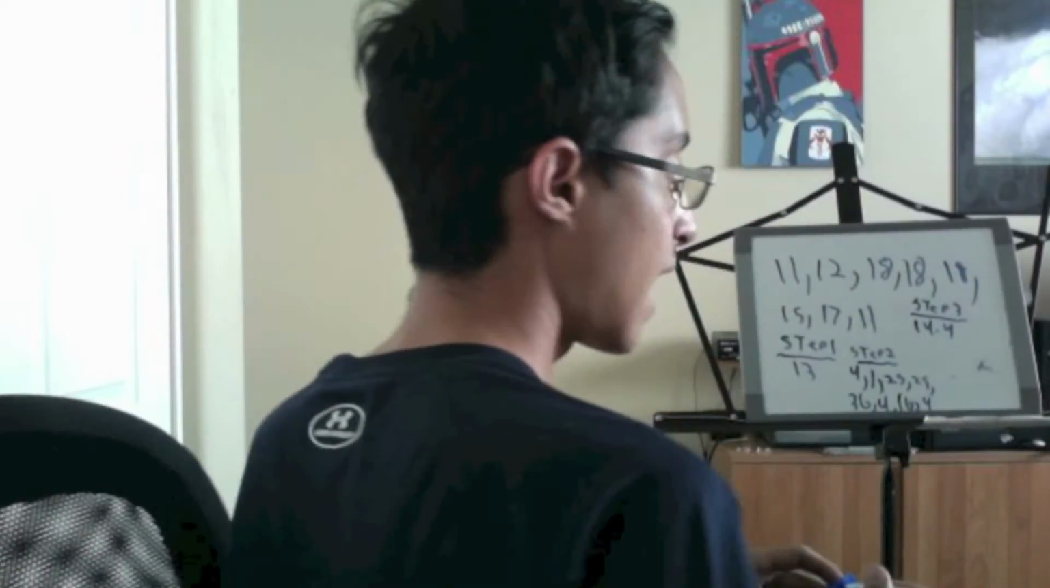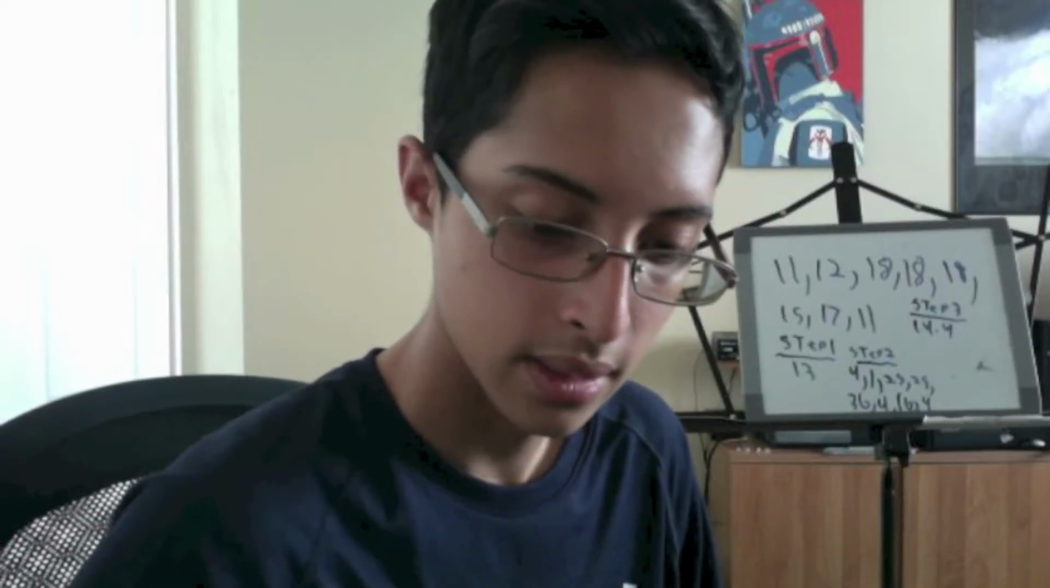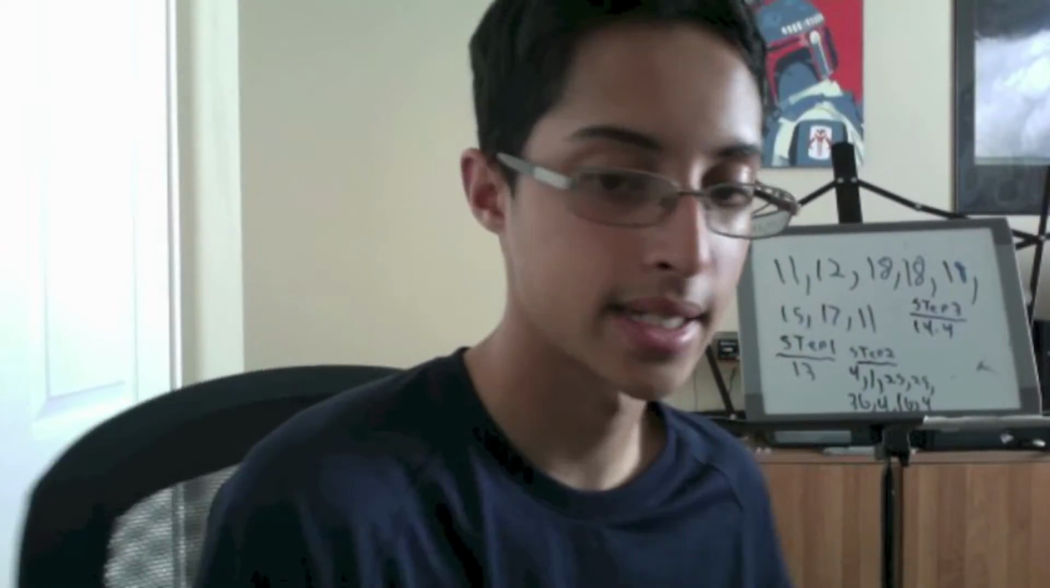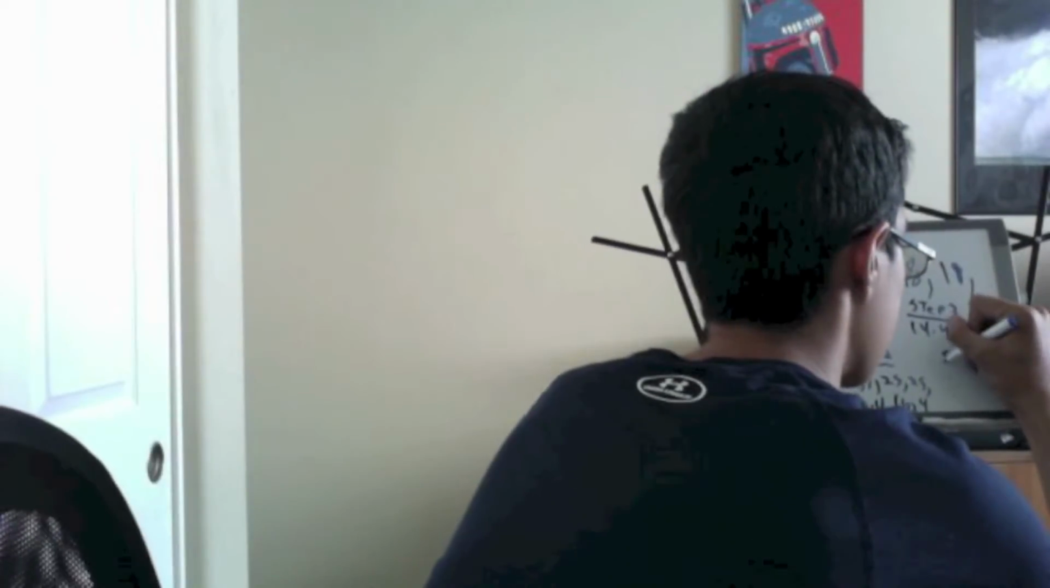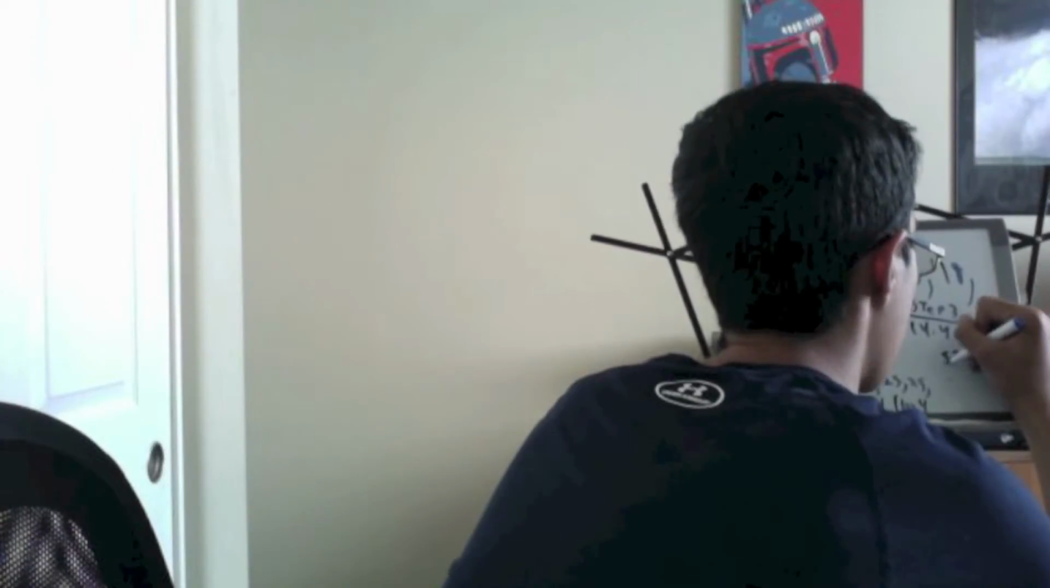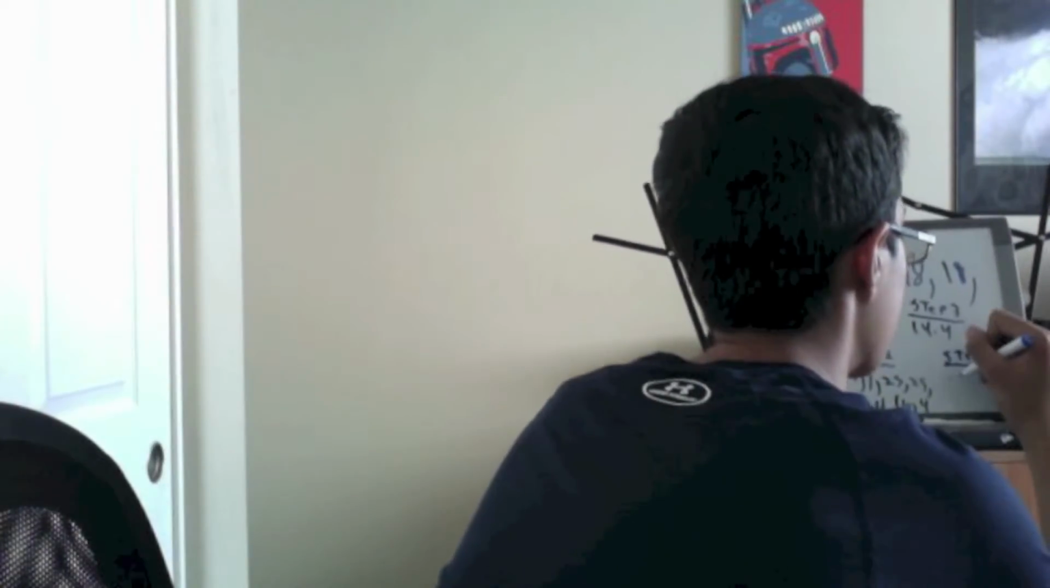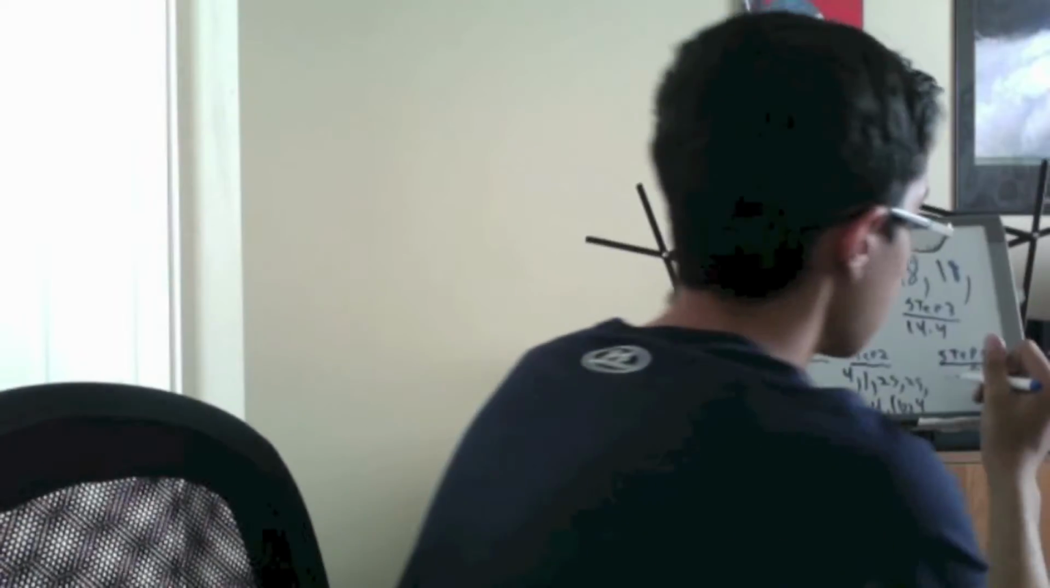Then step 4, we'd have to find the square root of that. Now on my handy dandy calculator, I will put in 14.4, and the square root of that is 3.794733192, also known as 3.8. So that's step 4. 3.8.